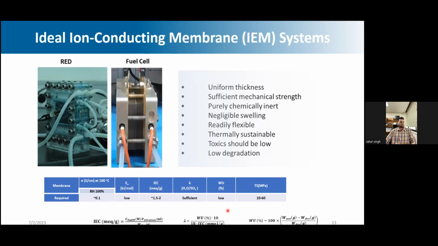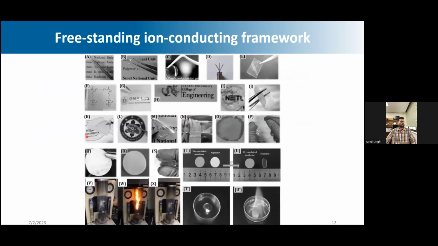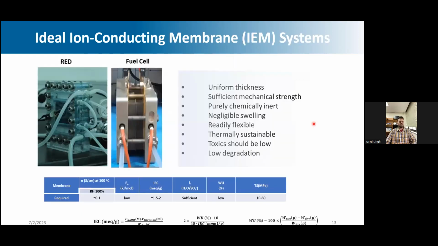Water uptake should be low, and the tensile strength, as I mentioned, should be above 10. If it is very high, then it's good. But for this type of system, the system reported earlier at around 60 megapascal is quite fine, meaning it is fine to work with any commercial level devices. So these are the things we take into consideration when we are developing any membrane.